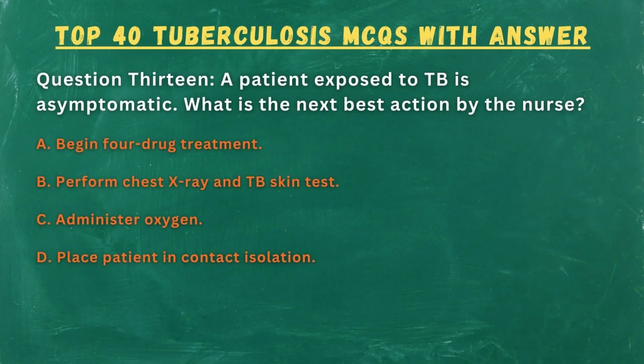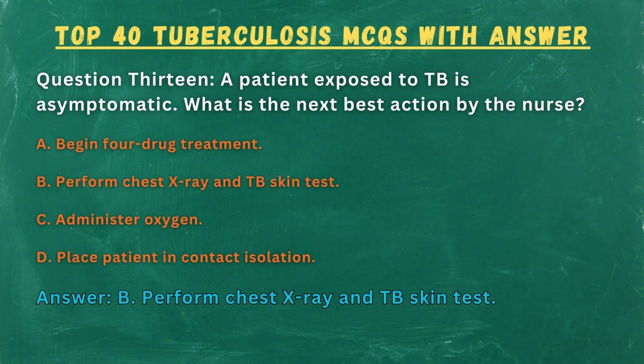Question 13. A patient exposed to TB is asymptomatic. What is the next best action by the nurse? A. Begin 4-drug treatment. B. Perform chest X-ray and TB skin test. C. Administer oxygen. D. Place patient in contact isolation. Answer. B. Perform chest X-ray and TB skin test.